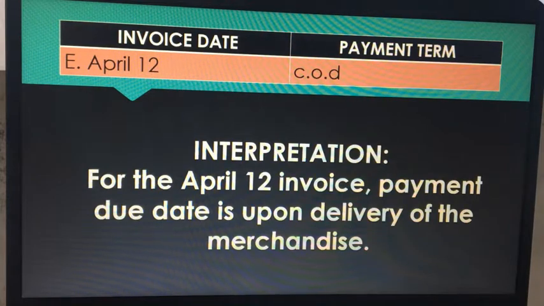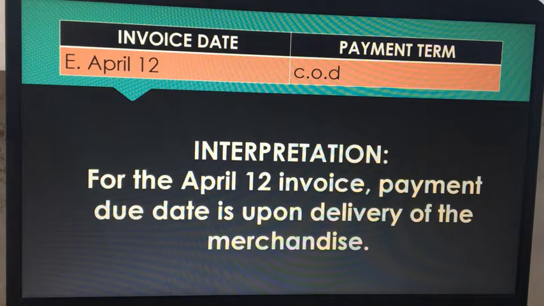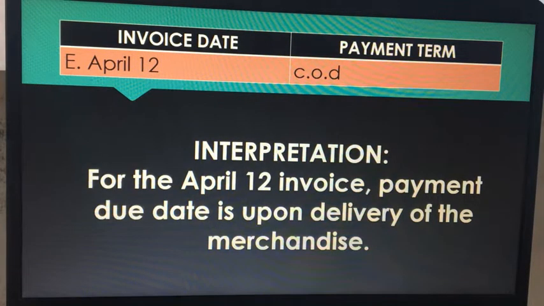So meaning, you are going to pay that one upon delivery because the payment term is COD. Say for example in this video, invoice date is April 12, payment term is COD. Interpretation is, for the April 12 invoice, payment due date is upon delivery of the merchandise. When will the product be delivered? That is also the time that the due date is applied. Okay, COD, cash on delivery.